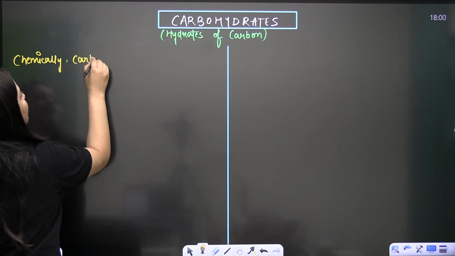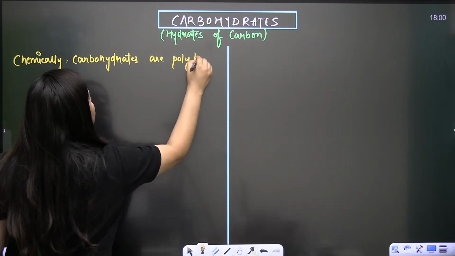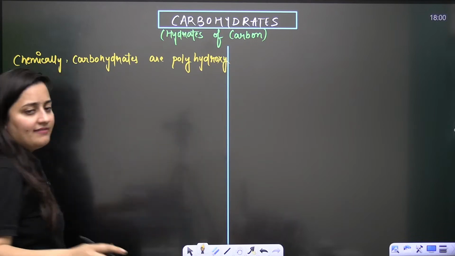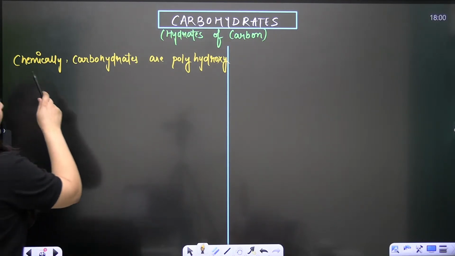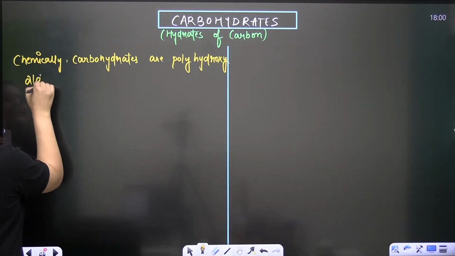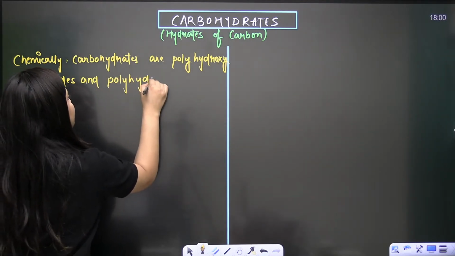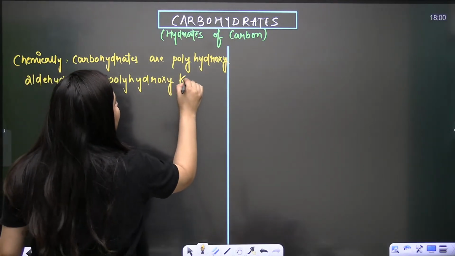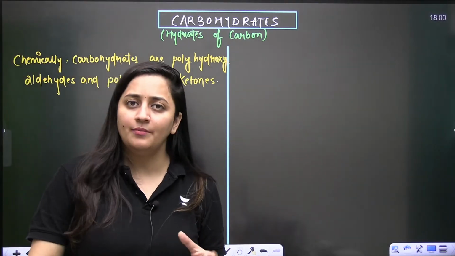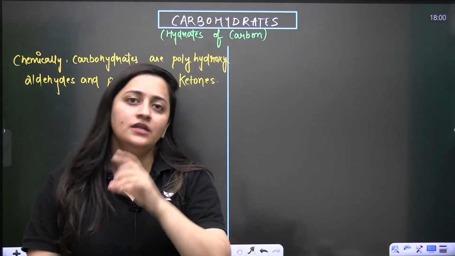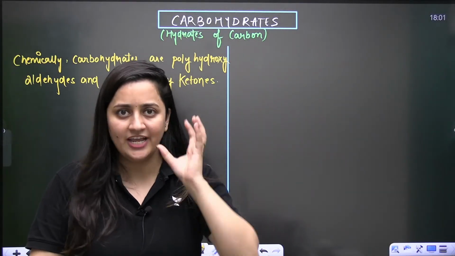Chemically, carbohydrates are polyhydroxyaldehydes and polyhydroxyketones, or the compounds which on hydrolysis yield such compounds. So chemically, what are carbohydrates? Hydrates of carbon, I told you why. So they are polyhydroxyaldehyde, polyhydroxyketone, or the compounds which on hydrolysis are going to yield such compounds like polyhydroxyaldehyde or ketone.